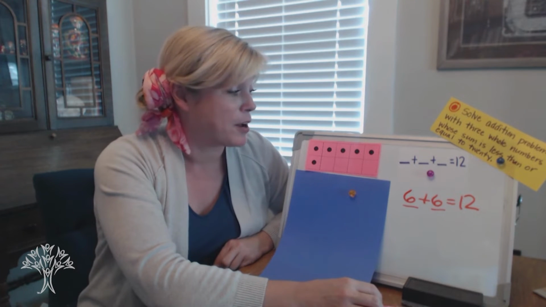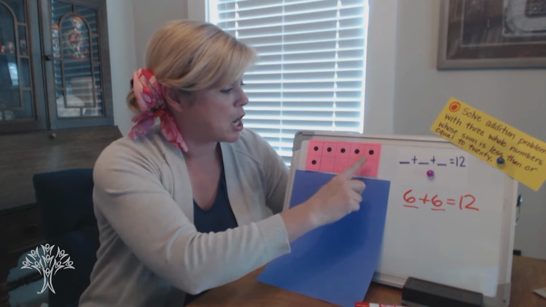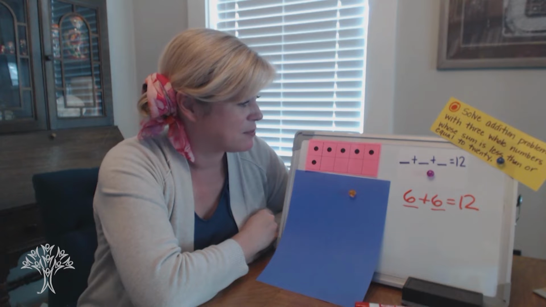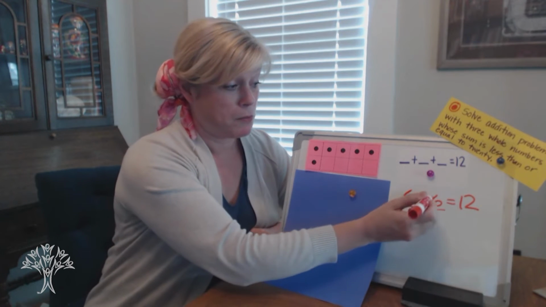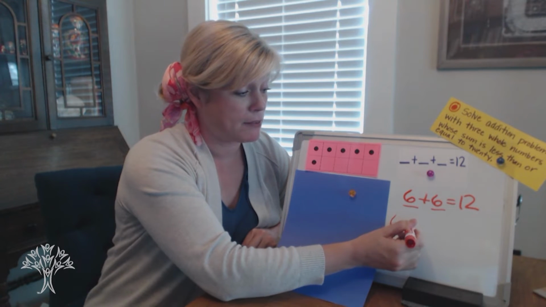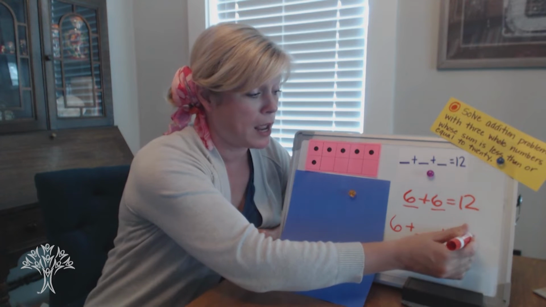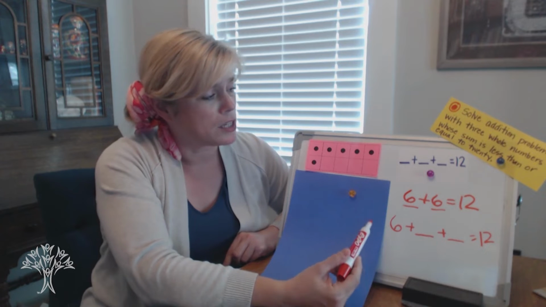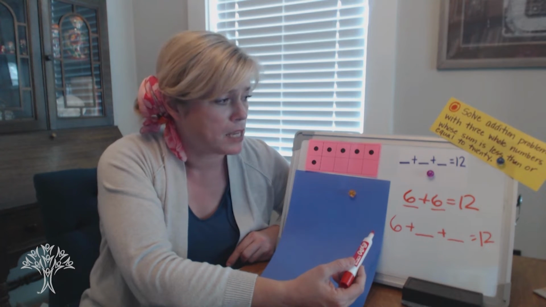And the first 10 frame, what do you see? Yeah, 5 on top, 1 on the bottom. So altogether we see 6 dots. Let's start with our 6. So I know I'm going to have 6, and I'm looking for 2 more addends to make 12. So what goes with 6 to make 12?